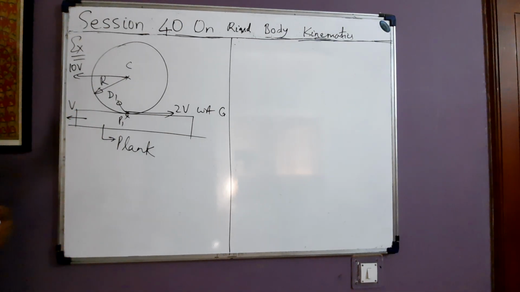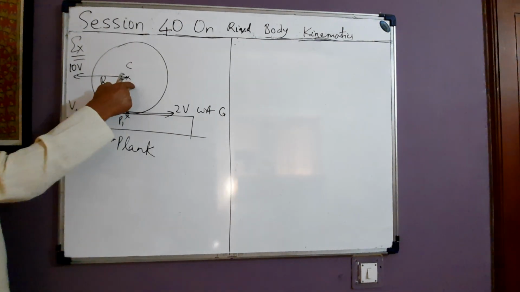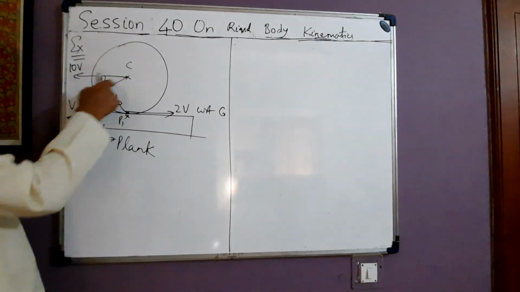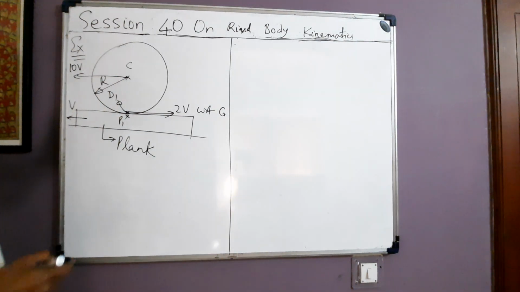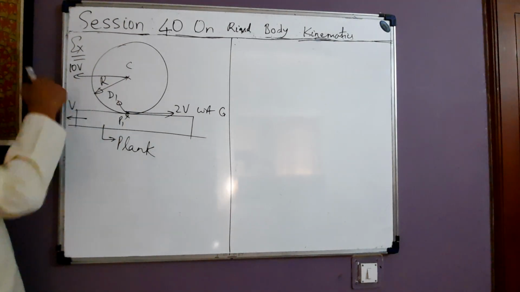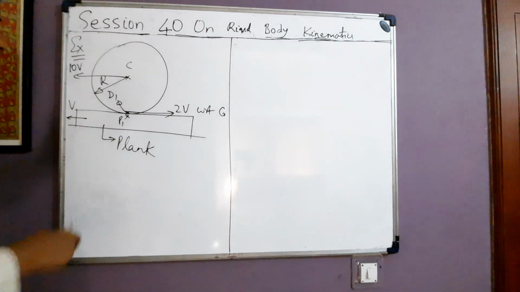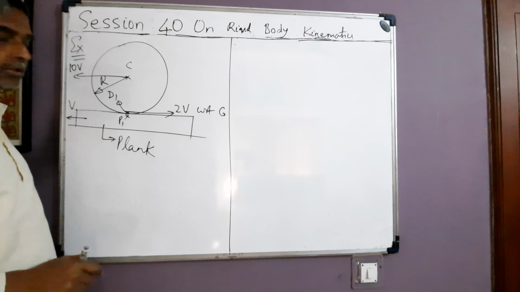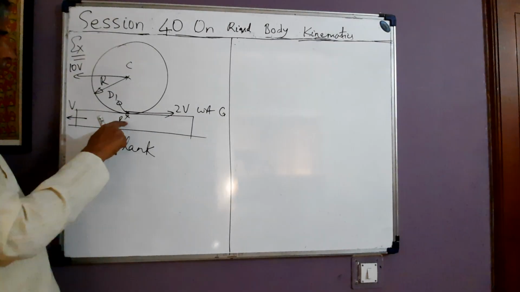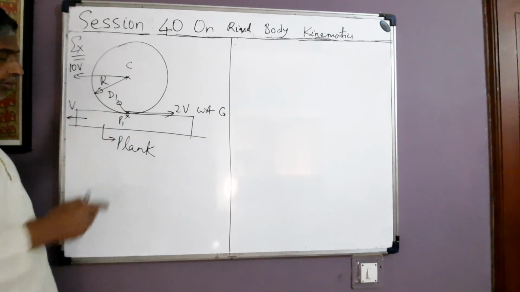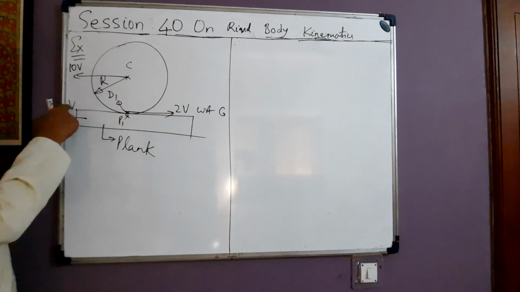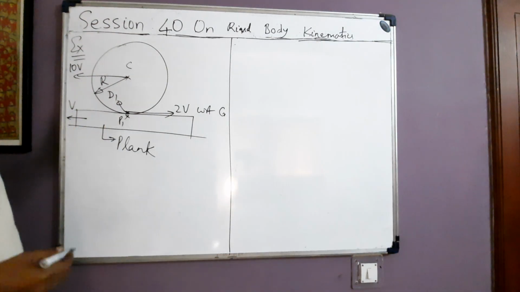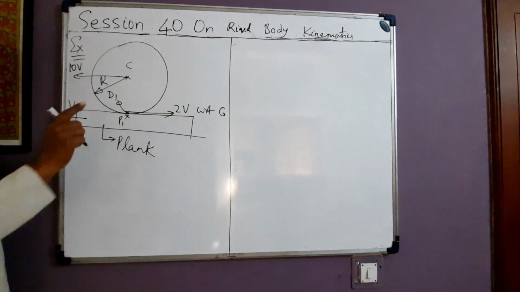This is the situation. And this is the side view of a rigid circular drum. C is the center, R is the radius. At a given instant, center C of the drum moves towards left at a speed 10v with respect to ground. Lowest material point D1 of the drum moves to the right at a speed 2v with respect to ground. And material point P1 of the plank is in contact with point D1. And the plank moves at a speed v towards left with respect to ground. Now what we have to do, we have to find two things.